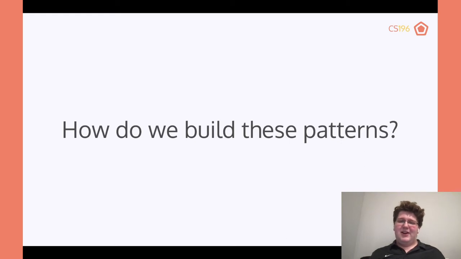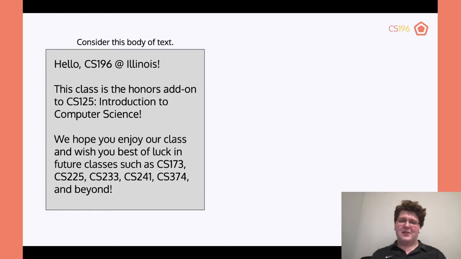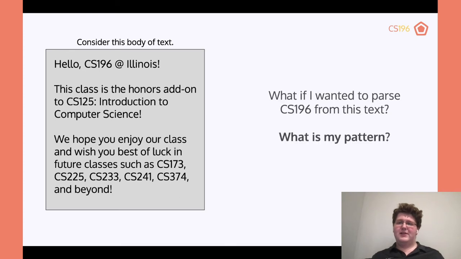So how do we build these patterns? Let's take a look at this body of text. We have "hello CS196 in Illinois," and a little bit of text behind it. Let's say we want to find CS196 from this string. What is the regular expression that I can use to find CS196? One thing I can do is just put CS196, and that's a valid regular expression.